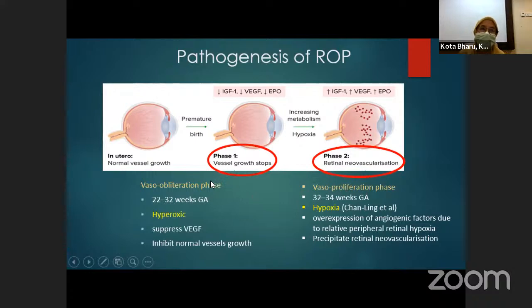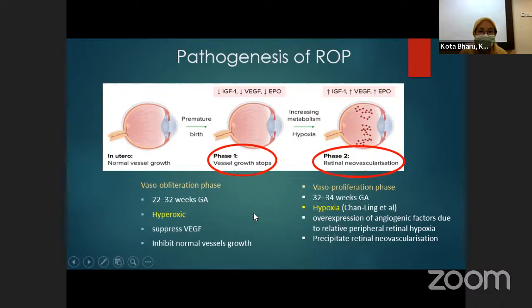Okay, what happened in the vaso-obliterative phase? Usually, the vaso-obliterative phase occurs at 22 to 32 weeks of gestational age. At this stage, it is usually a hyperoxic phase. In this hyperoxic phase, the excessive oxygen will suppress the vascular endothelial growth factor. And this suppression of vascular endothelial growth factor will inhibit the normal vessel growth.